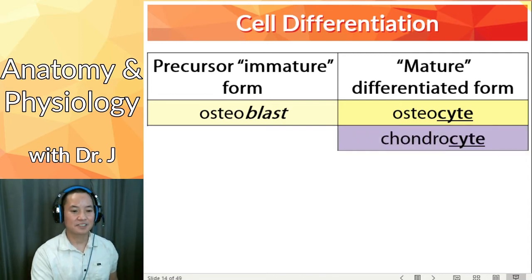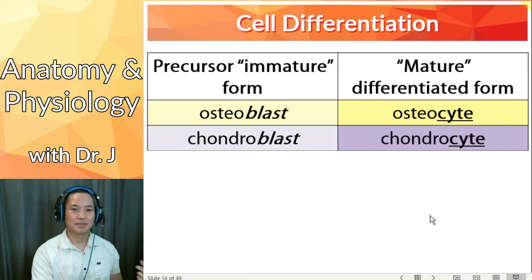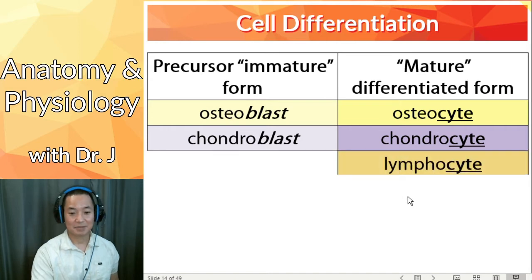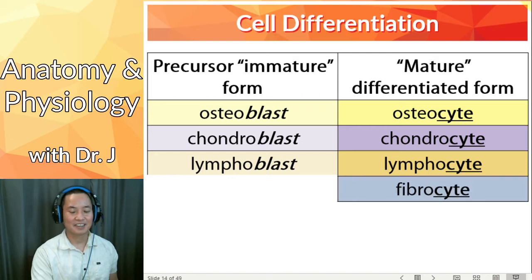Then you have chondrocytes. So chondro, what does that mean? Yeah, if osteo is bone, chondro is cartilage, right? And what's the immature form of a chondrocyte? It would be a chondroblast. Yeah, and someone already said cartilage. You're ahead of things. So then you have lymphocytes, and we didn't cover lymphocytes yet. So what would be the immature form of that? It would be a lymphoblast.